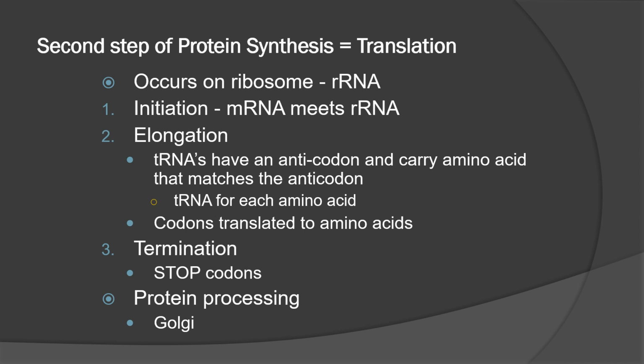Okay, the second step is translation. And translation is when you take that messenger RNA and use it to make your protein. So you have this piece of RNA that comes from the nucleus that has the start codon, then all the codons for the amino acids, and then it has a stop codon. And that is going to give the instructions on how to make the particular protein that you're making. To do this, we need a couple other types of RNA, which I'm going to explain as we go through. Let me go to the next slide.